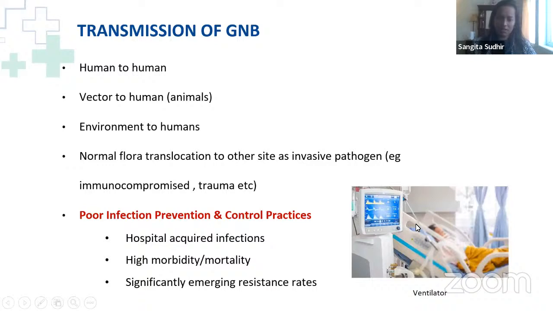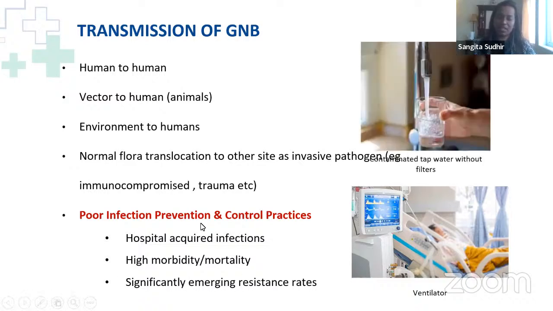These are transmitted through various routes: human to human, vector to human, and through the environment, along with normal flora translocation to other anatomic sites. Basically, they are transmitted because of poor infection control and prevention practices in hospitals. That's why hospital-acquired infection rates are very high. The morbidity and mortality are very high, and there are significantly emerging resistance rates. Transmission occurs through ventilators, tap water, person to person, in the ICU, and a lot more.